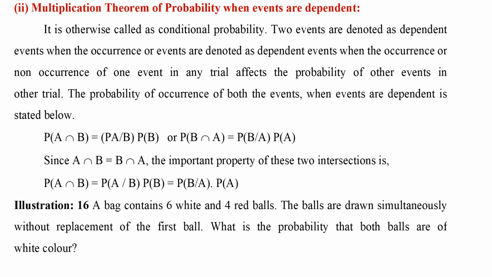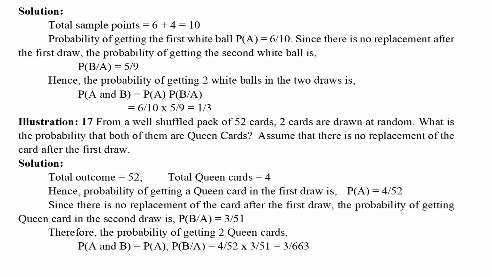Illustration 16. A bag contains 6 white and 4 red balls. The balls are drawn simultaneously without replacement of the first ball. What is the probability that both balls are of white color? Solution. Total sample points equals 6 plus 4 equals 10. Probability of getting the first white ball P(A) equals 6/10. Since there is no replacement after the first draw, the probability of getting the second white ball is P(B|A) equals 5/9. Hence, the probability of getting 2 white balls in the 2 draws is P(A and B) equals P(A) × P(B|A) equals 6/10 × 5/9 equals 1/3.